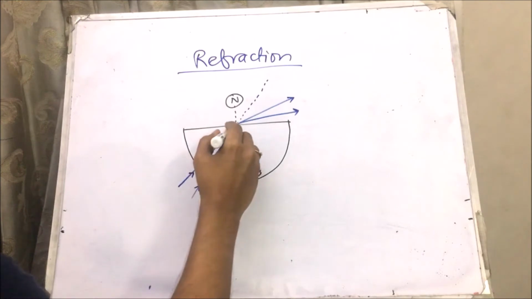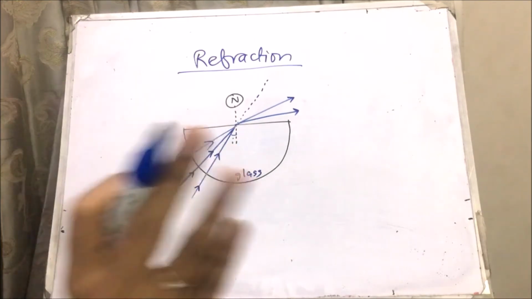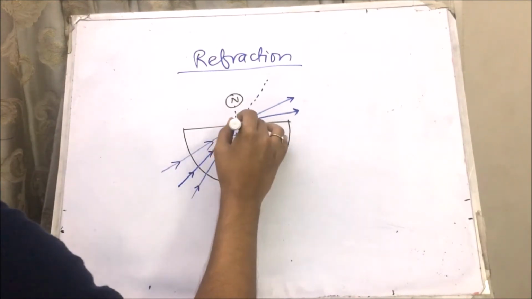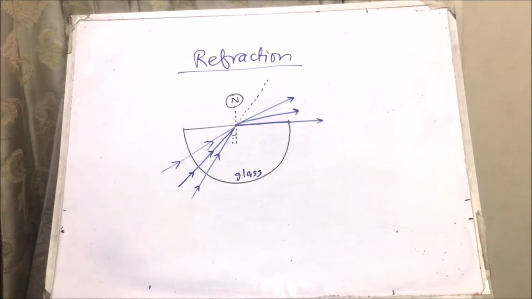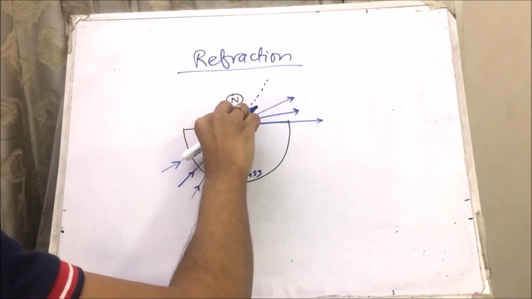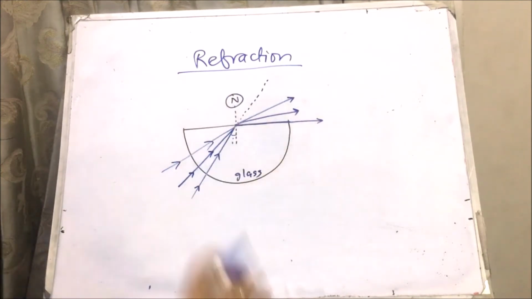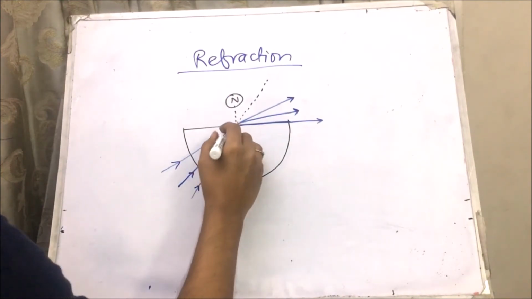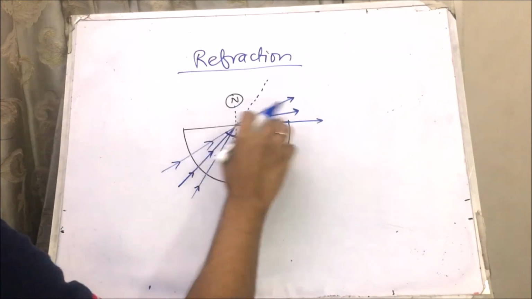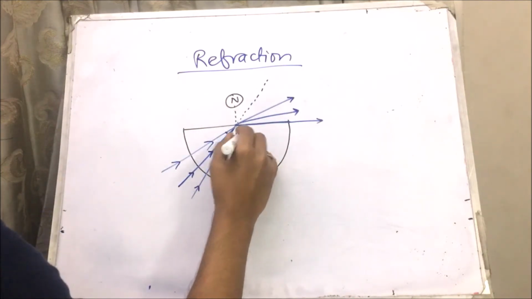At a particular angle of incidence, something interesting happens. If I shine the light at one special angle, then the light will just travel along the air glass boundary like this. See, this was the air glass boundary. You shine the light like this, and the light bends such that it travels along the air glass boundary. This particular angle of incidence, for which the refracted wave travels along the air glass boundary, is called the critical angle.